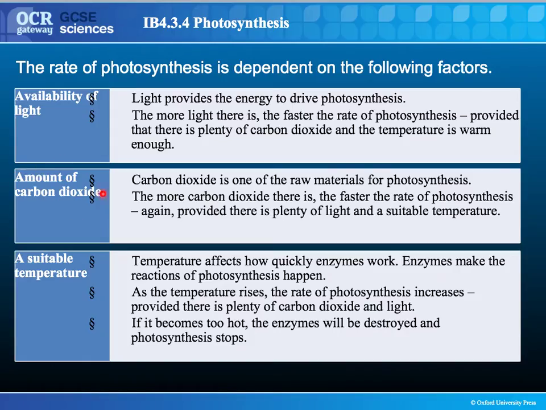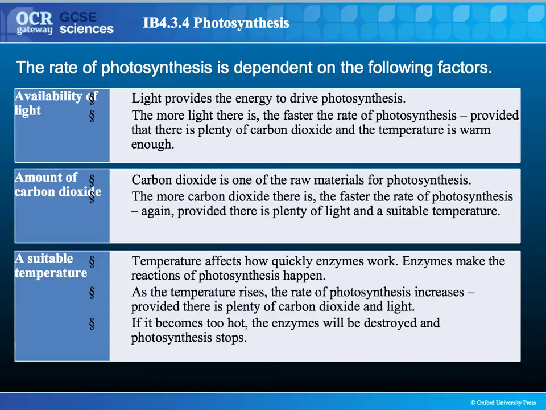When we look at carbon dioxide, this is one of the chemicals that is needed in the reaction. Therefore, the more carbon dioxide there is, the faster the rate of photosynthesis. But again, that is all dependent on there being plenty of light and a warm temperature. Carbon dioxide is usually the factor that is in lowest supply, so it's often what we call the limiting factor for photosynthesis.